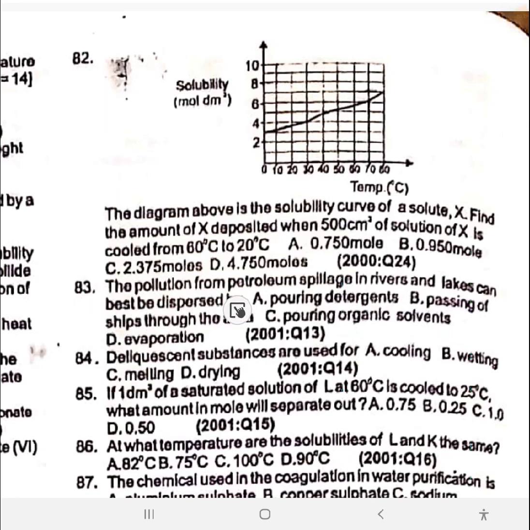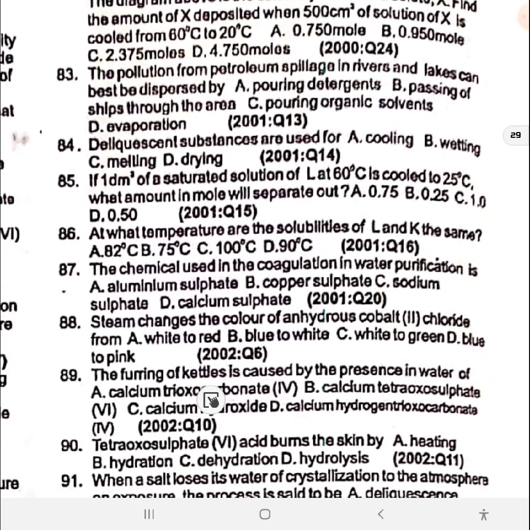82 calculation. 83, the pollution from petroleum spillage in rivers and lakes can best be dispersed by pouring detergent, option A. Deliquescent substances are used for drying, option D. 84 is option D. Calculation. The chemical used in coagulation of water has to do with aluminium. 87 is option A, aluminium sulfate.